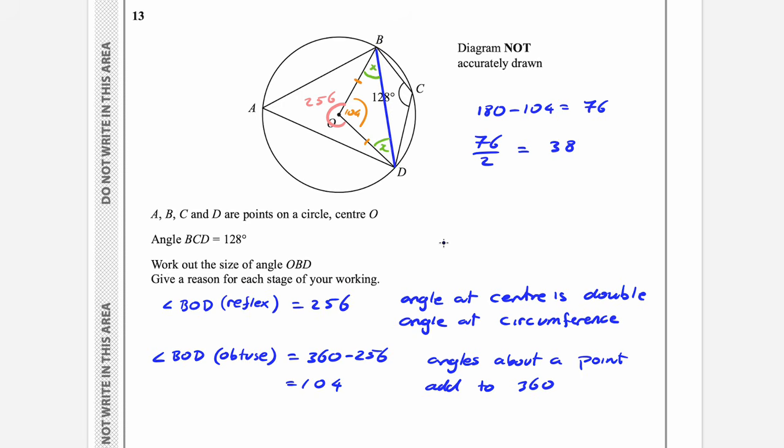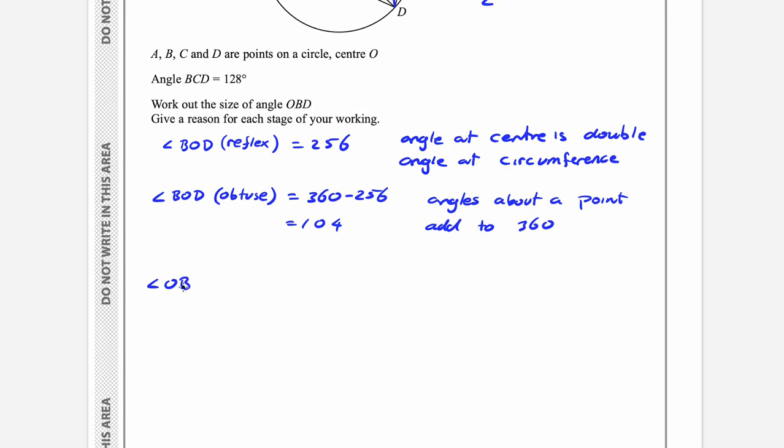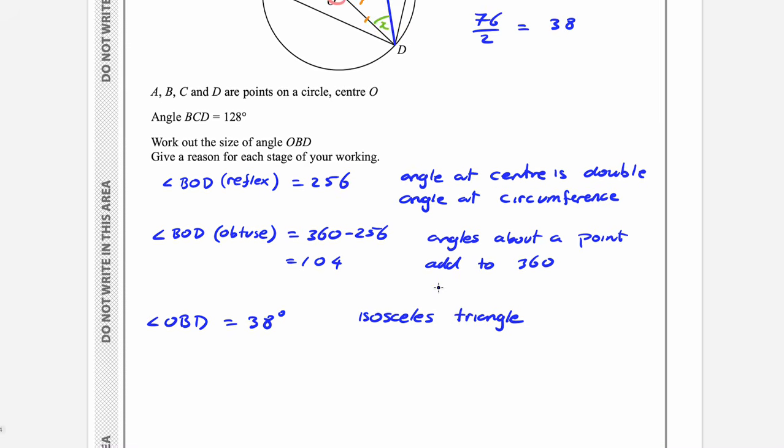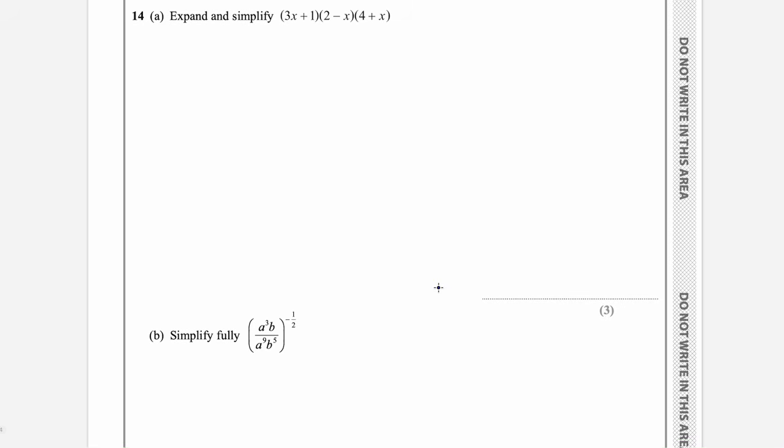Okay, so the answer is 38, guys. That is OBD. Angle OBD equals 38 degrees. And the reason is, I'm going to write isosceles triangle. Okay, that should do for a reason. Okay, that, guys, is 13. I'm going to do now question 14.